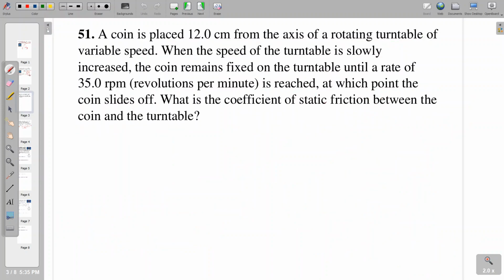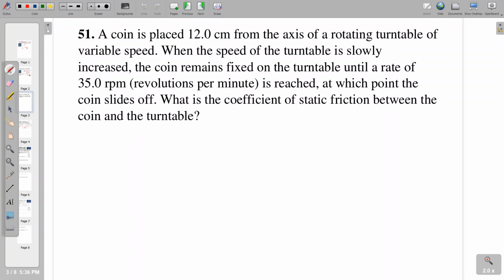Problem 51 in your book. A coin is placed 12 centimeters from the axis of a rotating turntable of variable speed. When the speed of the turntable is slowly increased, the coin remains fixed on the turntable until a rate of 35.0 revolutions per minute, at which point the coin slides off. What is the coefficient of static friction between the coin and the turntable?